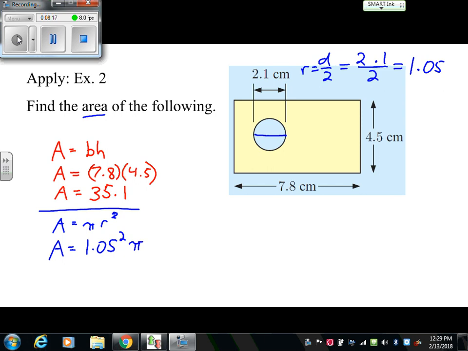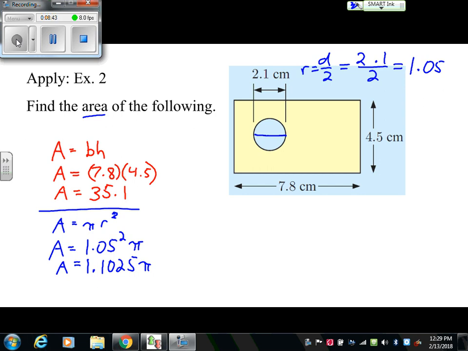Now I'm going to reach for a calculator and find the value of 1.05 squared. And I end up with 1.1025, and I still didn't put in the pi. So this right here would be my exact answer. No rounding has occurred. And you'll notice there's several decimals, but I don't want to round because I'm trying to leave it exact, and that's why I put pi in my answer. Now, I could round that, but I'm not going to right now.